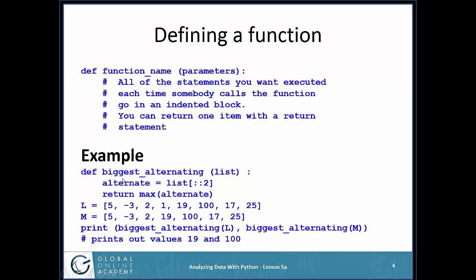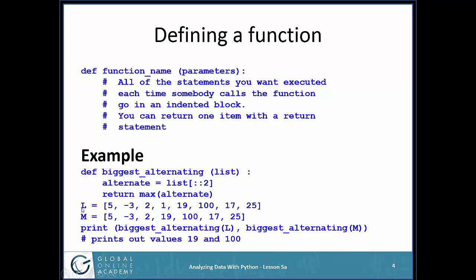So within my function, I'm going to create a variable called alternate that consists of, remember this slice notation from week 2? Here's a list. I'm not telling it a start, I'm not telling it an end, so it'll start at the beginning, end at the end, but take every other value. So it'll give me position 0, position 2, position 4, and so on, of whatever is in the variable list. And then it's going to return the max of this new list called alternate that only has position 0, position 2, and so on.